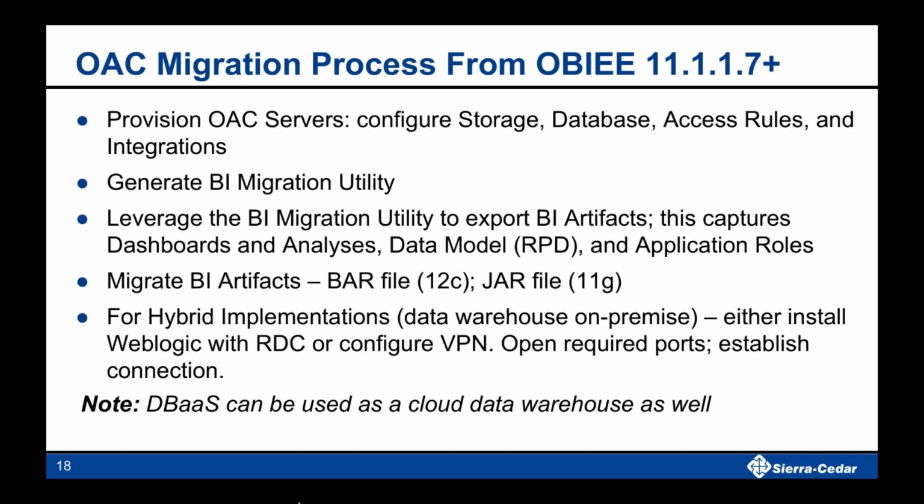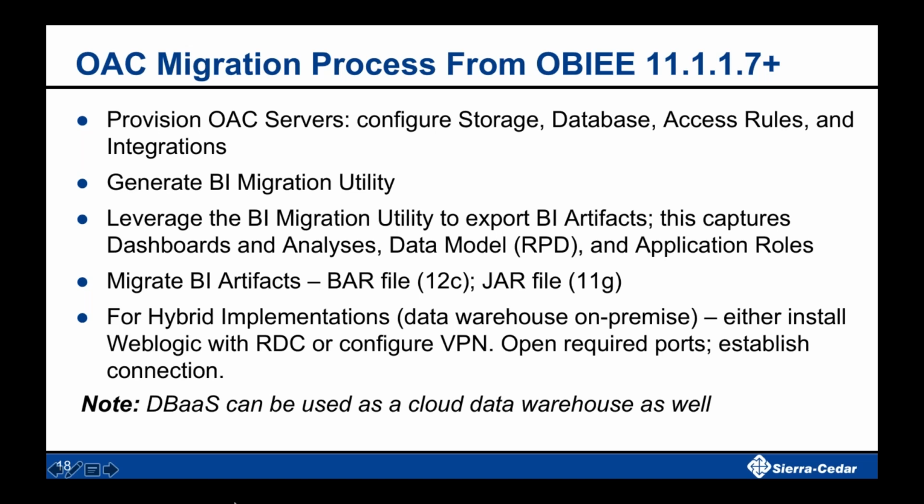And the next thing is, once we have that, we'll have an output jar file. If you are migrating from 11G, you will get a jar file. If you're migrating from BICS, you'll get a BAR file, which is a snapshot. Once we have the file, we'll go to the OAC server and run the import command. And I can show you the first two steps here.